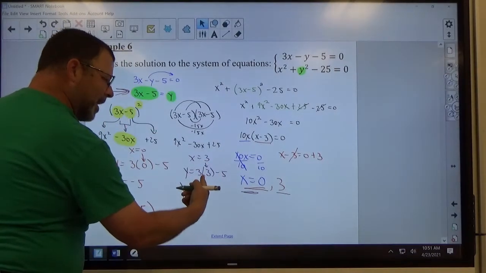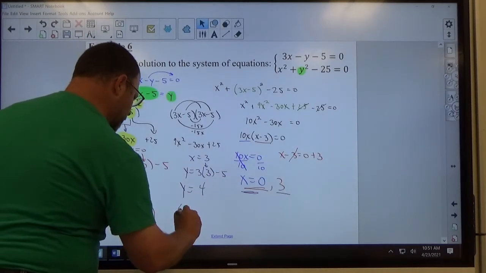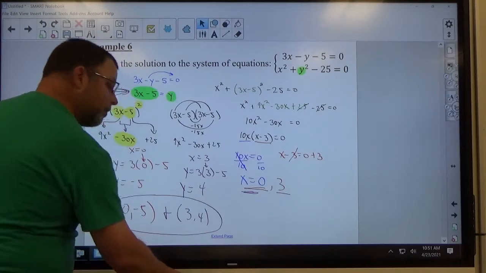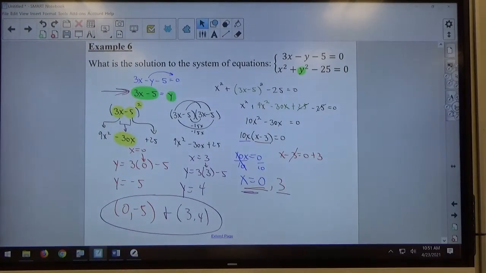3 times 3 is 9, 9 minus 5 is 4, so 3 comma 4 is the other answer to the problem. So again, we're looking for x, y ordered pairs, find both of them. More often than not, there's 2 points of intersection in these problems.